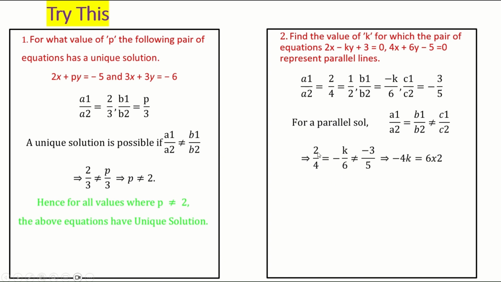Okay. So in this case, 2 by 4 equal to minus k by 6. Definitely it is not equal to minus 3 by 5. So from this, minus 4k equal to 6 into 2, so k is minus 3. So hence k equal to minus 3, and the above equations represent parallel lines.